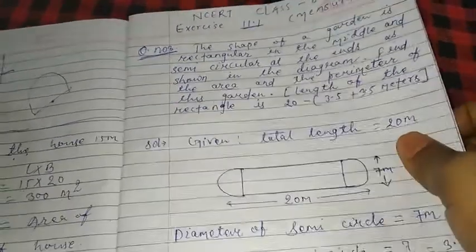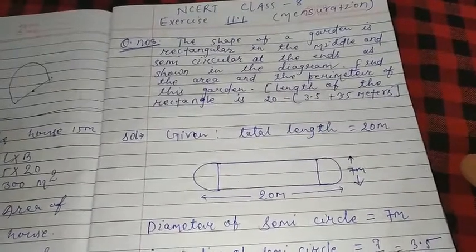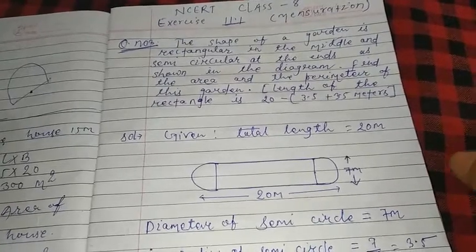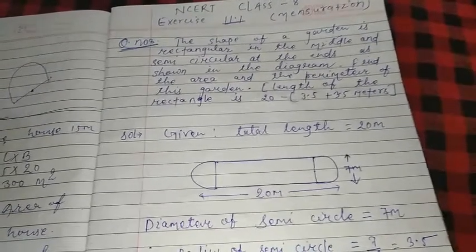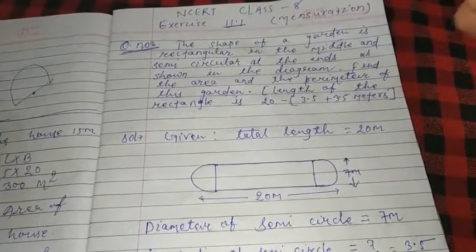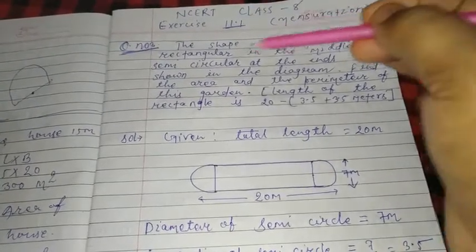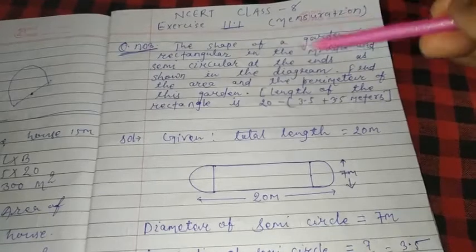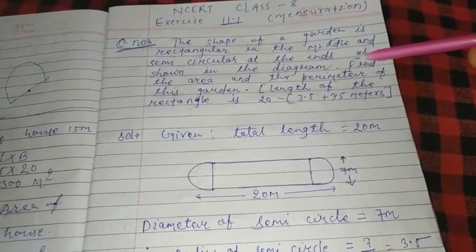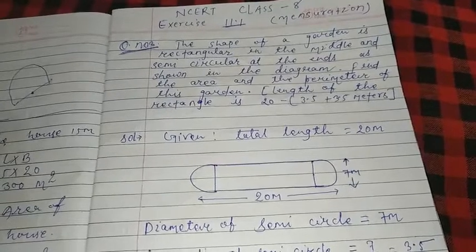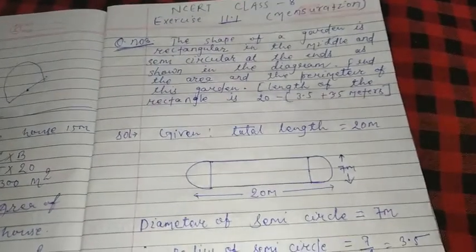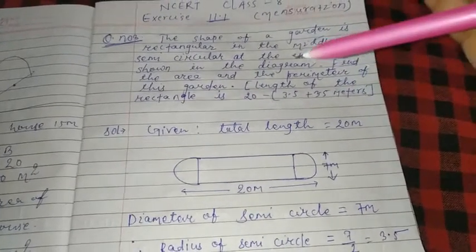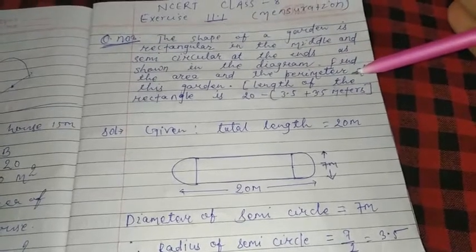So, students, moving ahead to the next question, we came to question number 3, and question number 3 says the shape of a garden is rectangular in the middle and semicircular at the ends as shown in the figure. Find the area and the perimeter of this garden. And here it is also given the length of the rectangle is 20 minus 3.5 plus 3.5 meters.